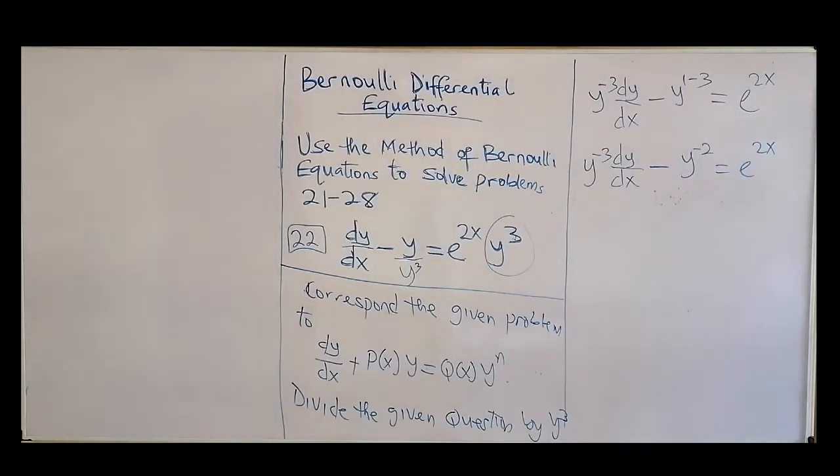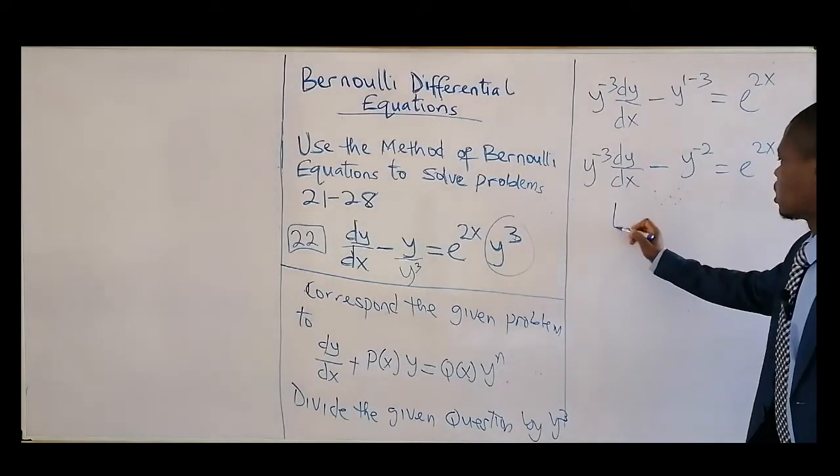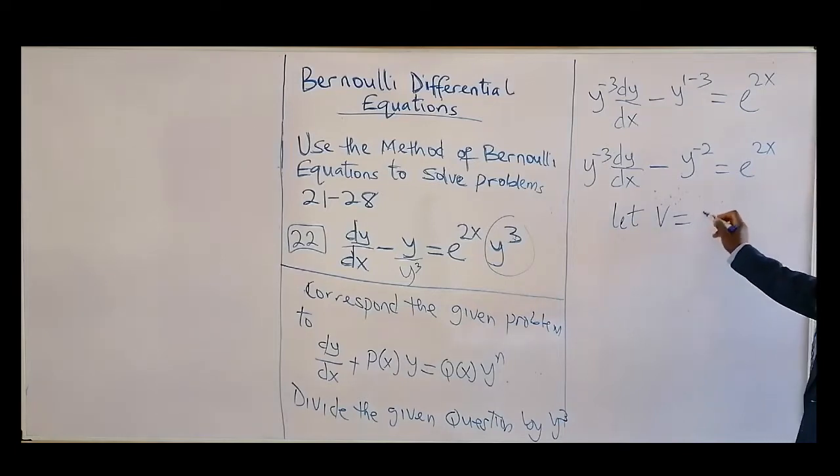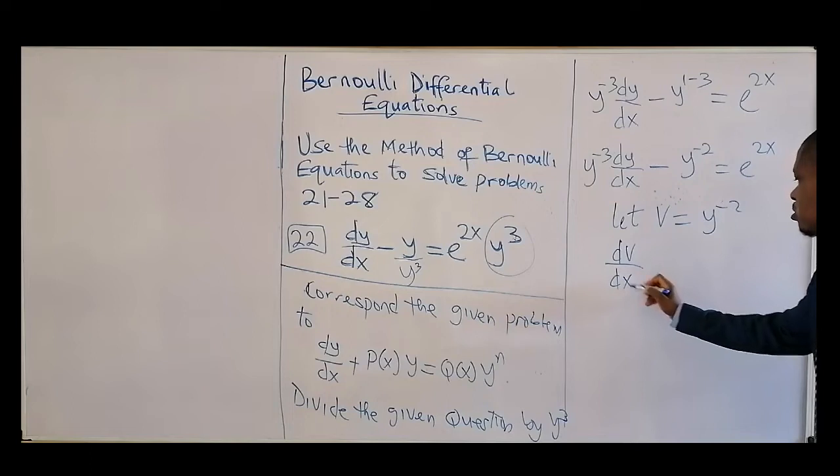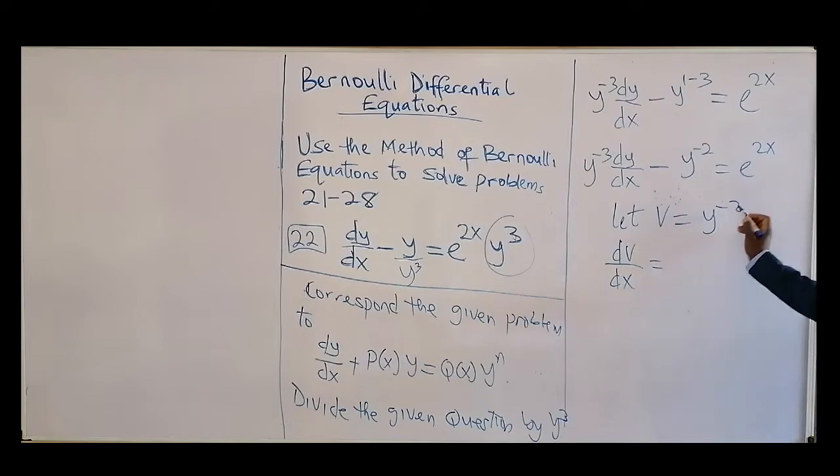Then the next thing to do is the substitution. Let v be equal to y^-2. Then differentiate this implicitly. So we have dv/dx equal to, the minus 2 will go to the front, then the power minus 1, that's minus 3, then the y dy/dx. We call this equation star 2, double star, and call this one star 1.